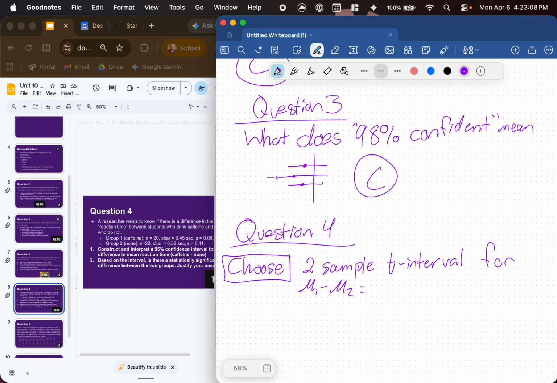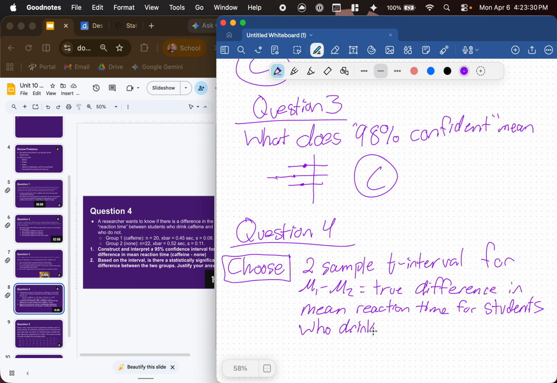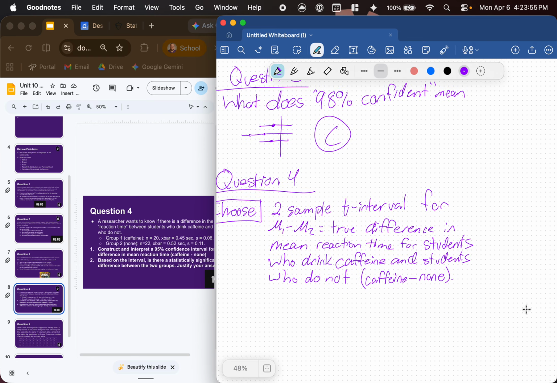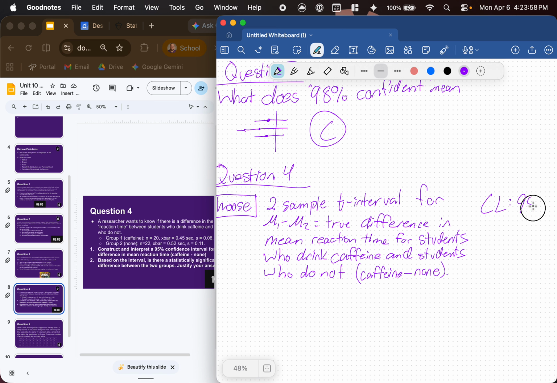What are those represented with? It's the true difference in mean reaction time for students who drink caffeine and students who do not. And we're going to say caffeine minus none. That way we get the direction 100% right for everyone. Our confidence level, 95%.